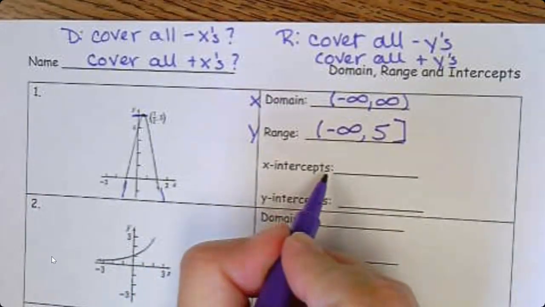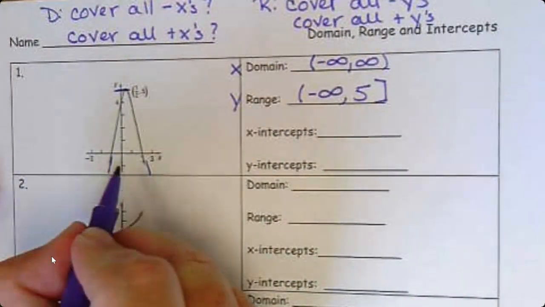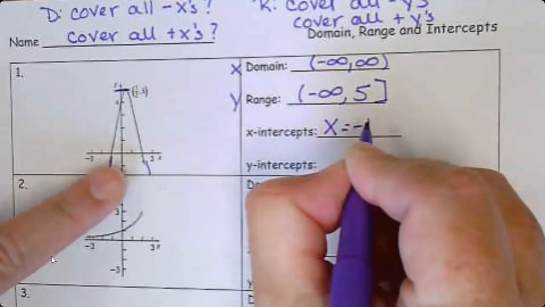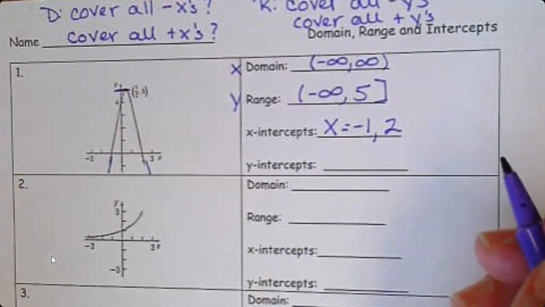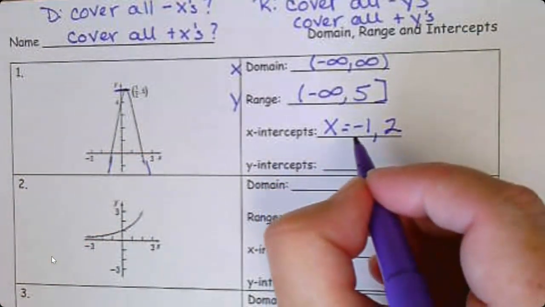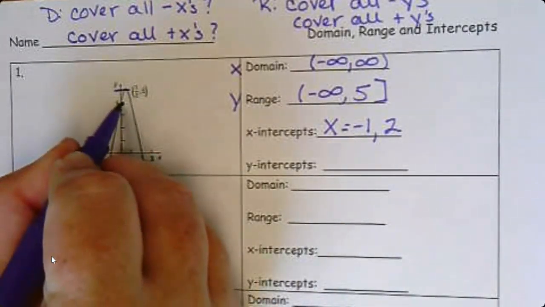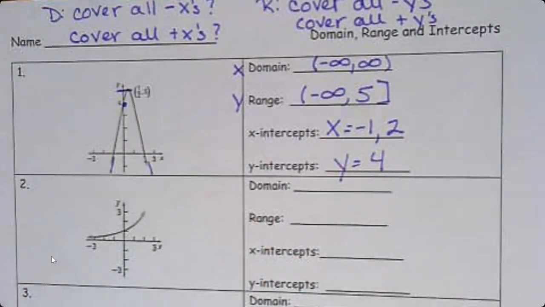X-intercepts, where do I touch or cross the x-axis? So here at x equals -1 and at 2. Y-intercepts. Do I touch or cross the y-axis? And right here at y equals 4.